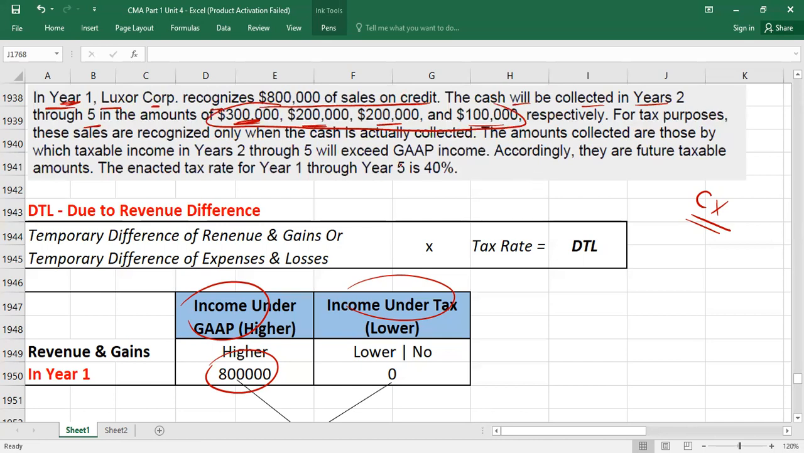Stop it here, and I'm assuming our tax rate is 40%. This is information only, and I have to work on the current year. Current year is what? Year one. Today, what happened in this year?